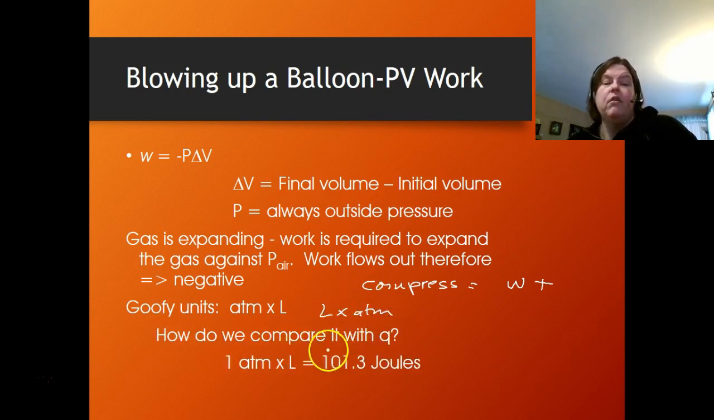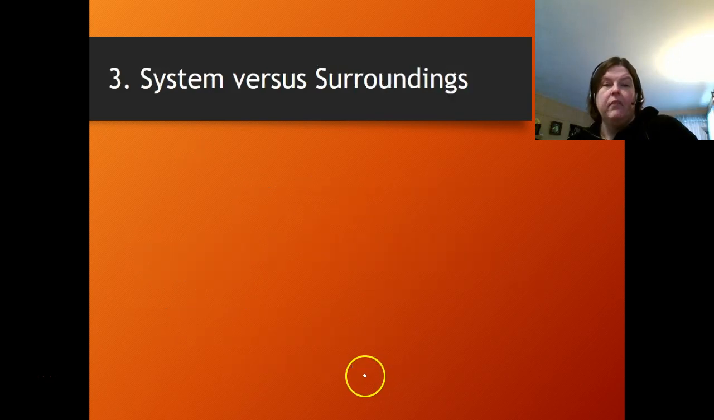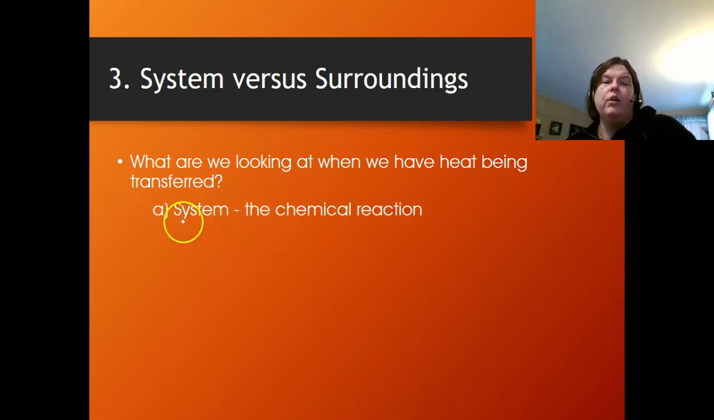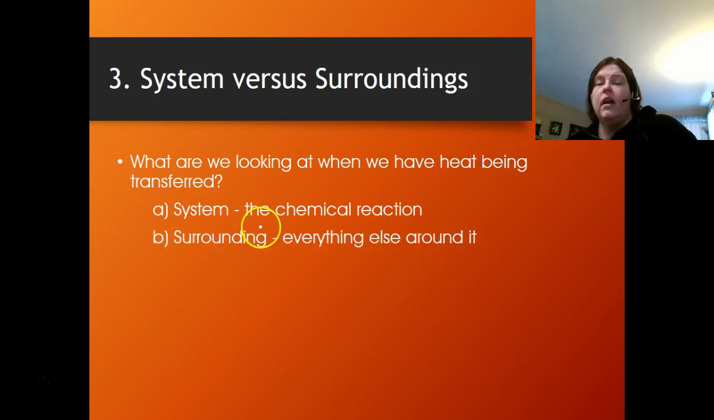How do we compare that to Q? Well, 1 liter atmosphere is equal to 101.3 joules. So, system versus surroundings. What are we looking at when we have heat being transferred? Well, we're looking at this idea of a system. That is, for us, the chemical reaction versus surroundings, everything around it. So when we look at this square, we define this square as the system. And that means everything around the square is the surroundings.